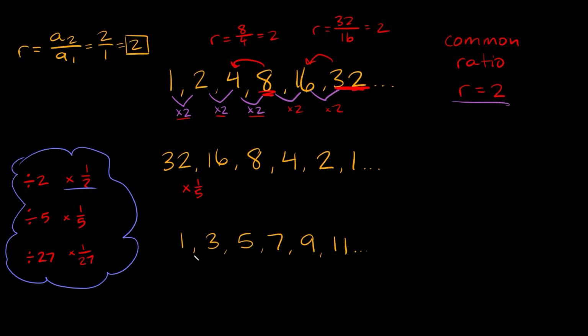And now the last list I want to go over is this one right here. So here we have 1, 3, 5, 7, 9, 11. To go from one number to the next, you might notice we're not actually multiplying by anything here. To go from 1 to 3, you add 2. To go from 3 to 5, you add 2. 5 to 7, add 2. So we're just adding 2 over and over again down this list.